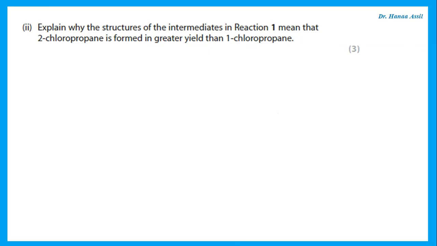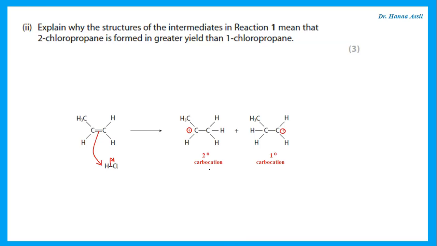Explain why the structures of the intermediates in reaction 1 mean that 2-chloropropane is formed in greater yield than 1-chloropropane. What happens is we have propene reacting with HCl. Remember that what happens is the double bond attacks the hydrogen, which is slightly positive, and the electrons go to the Cl, which is slightly negative. Now this means I add the hydrogen to one of the carbons of the double bond, and the other carbon becomes a positively charged carbon, which we call a carbocation.